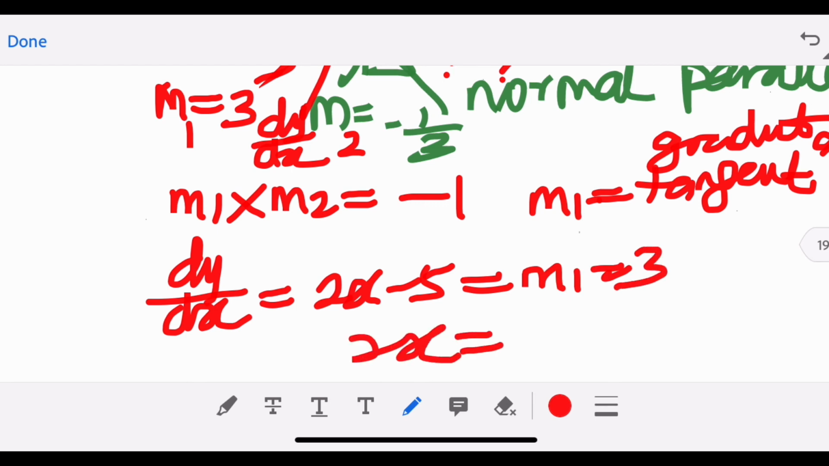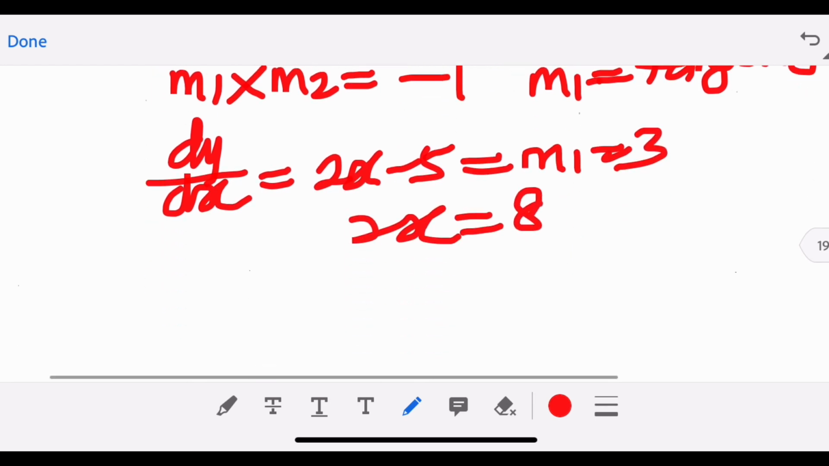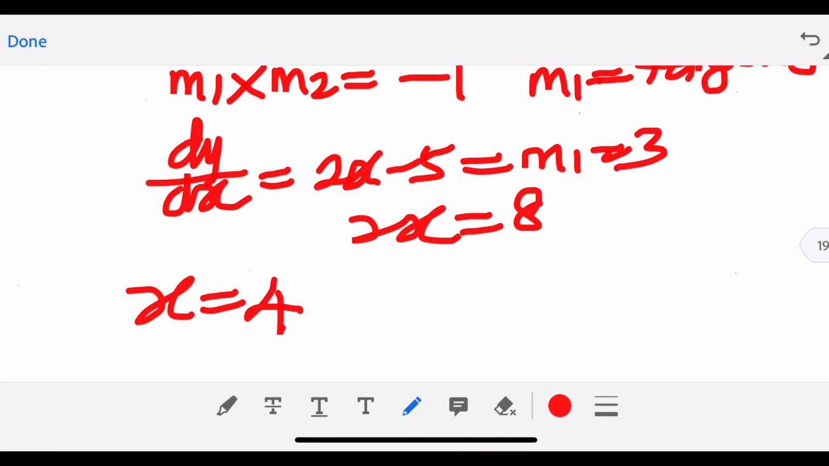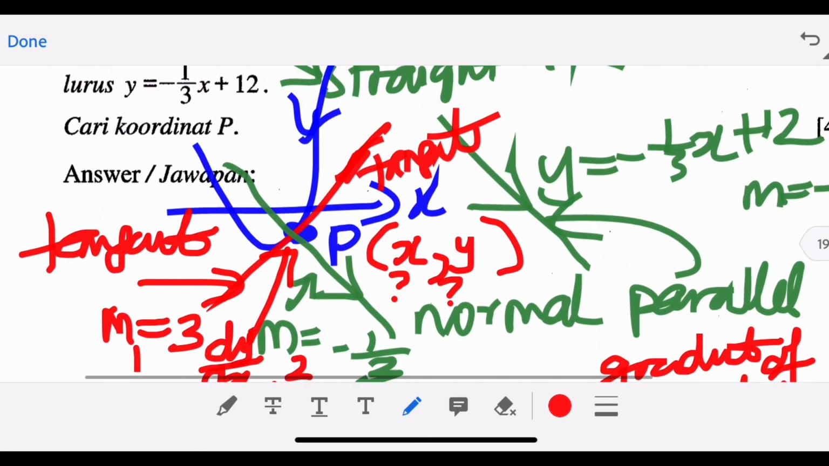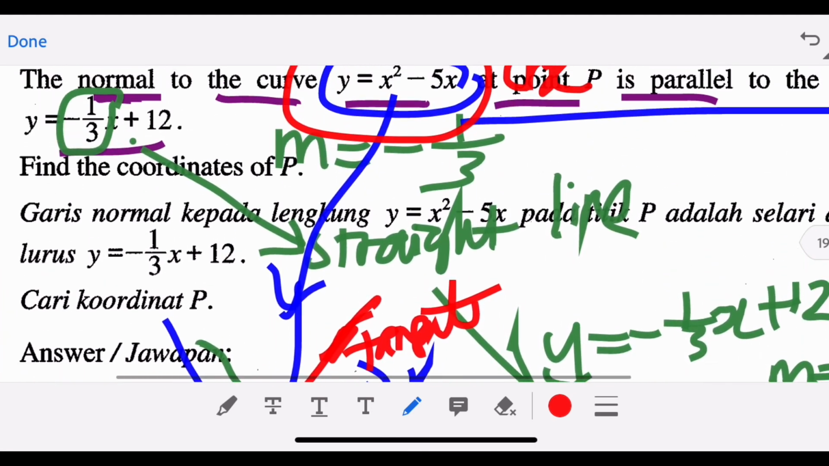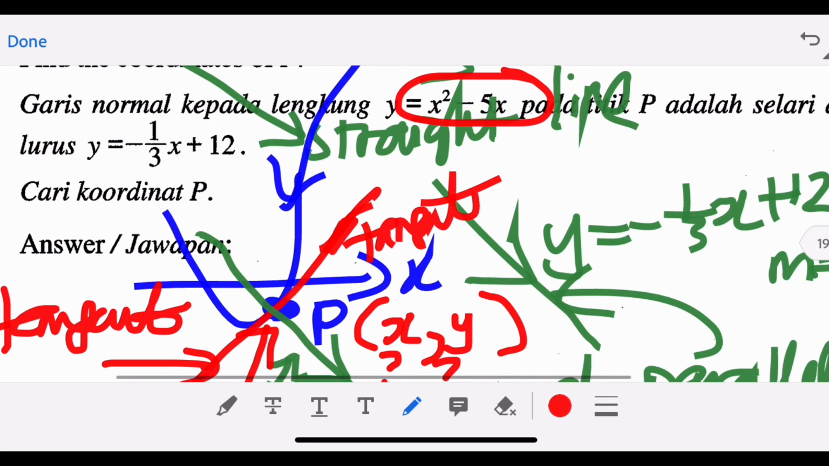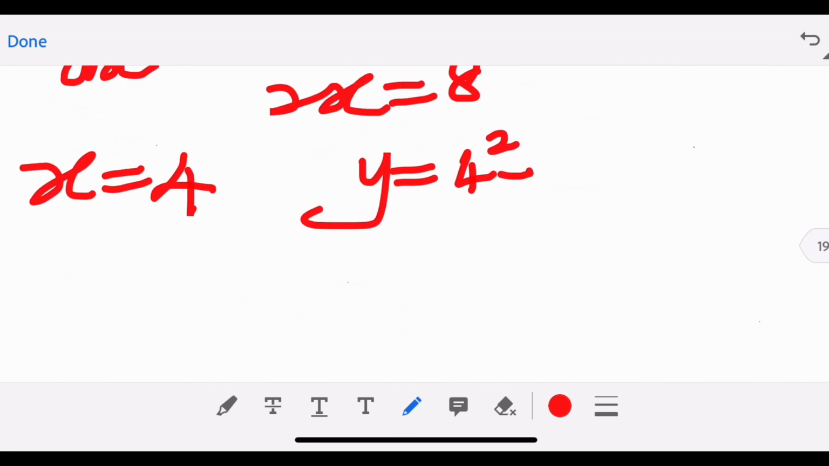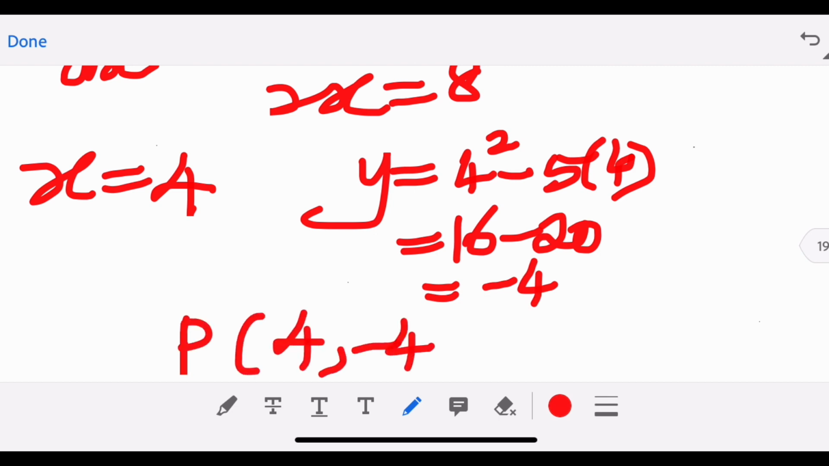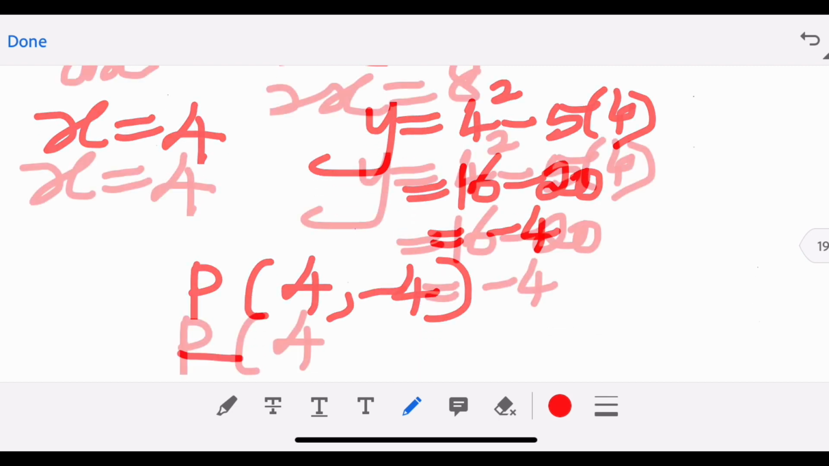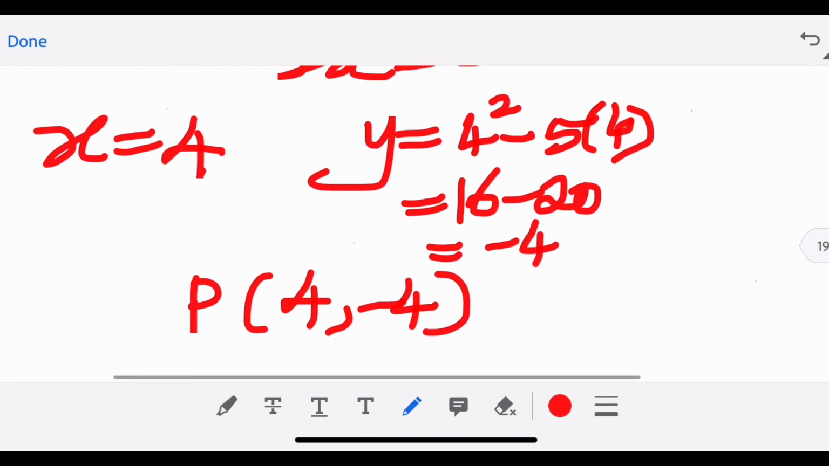I can equate them. dy/dx is equal to 3, hence 2x minus 5 equals 3, hence 2x equals 8. Then I can find x, which is 4. Once I find x, how am I going to find y? Because I'm going to find the point, and the point must have x and y, so I will substitute into the curve: 4 squared minus 5 times 4. So y is -4. Hence, the point P is (4, -4).